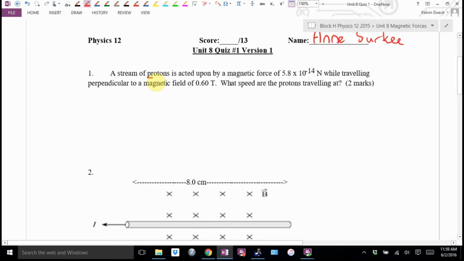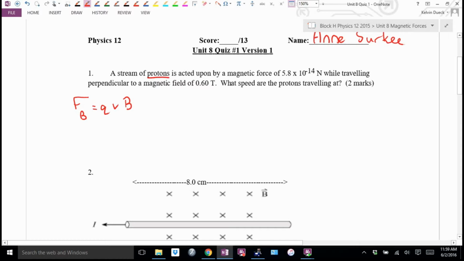The fact that it's protons, it's charges, I'm going to be thinking, what's our symbol for charge? What letter, what variable have we used for charge? It's measured in coulombs. What variable? Okay, I'm looking at equations with Q's in them. Yes? It's acted upon by a magnetic force of that while traveling perpendicular to a magnetic field. What speed are the protons traveling at? So I think I have a magnetic force and a charge that's equal to QVB.